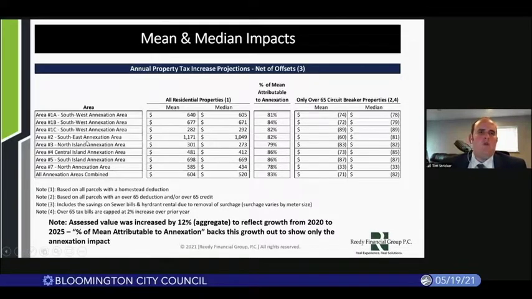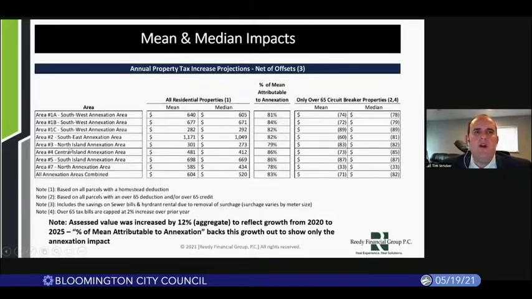For area 2, which is the southeast annexation area, the average increase is $1,171. The median is $1,049. The percentage in this area attributable to annexation is 82%. The mean reduction of property tax is $60 for the over 65 properties. And the median is a reduction of $81.